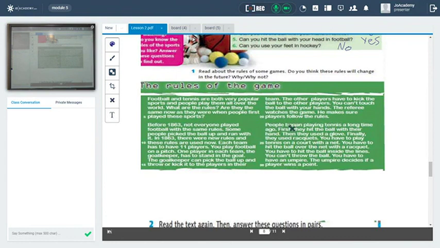People began playing tennis a long time ago. First, they hit the ball with their hand. Then they used a glove. Finally, they used rackets. You have to play tennis on a court with a net. You have to hit the ball over the net with a racket. You have to hit the ball inside the lines. You can't throw the ball. You have to have an umpire. The umpire decides if a player wins a point.